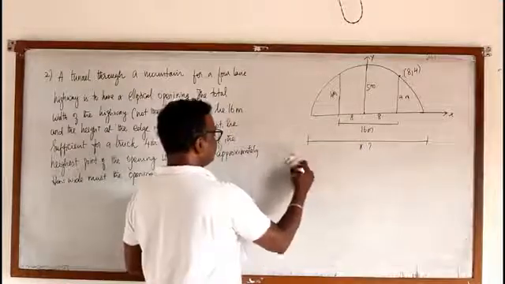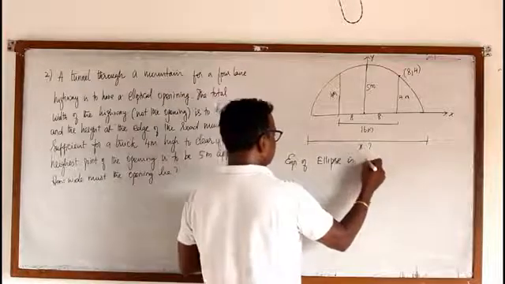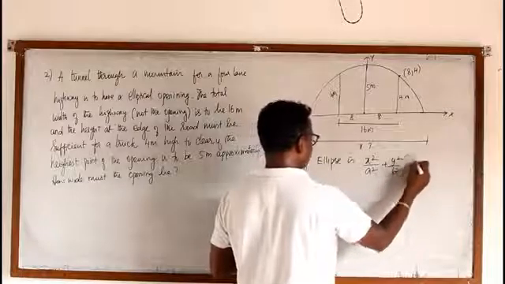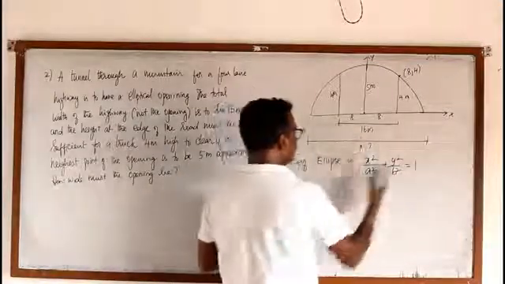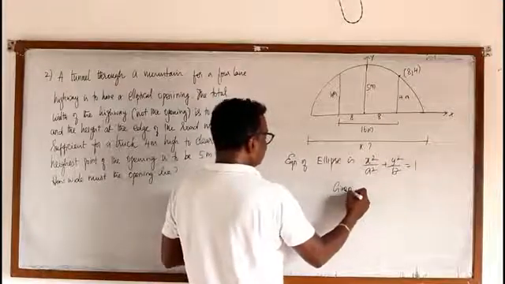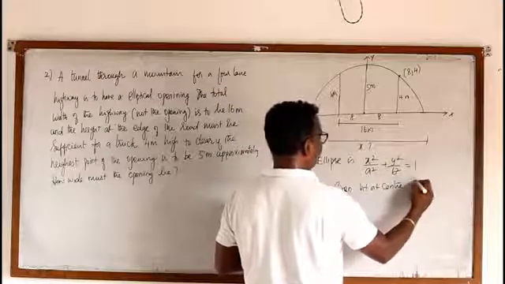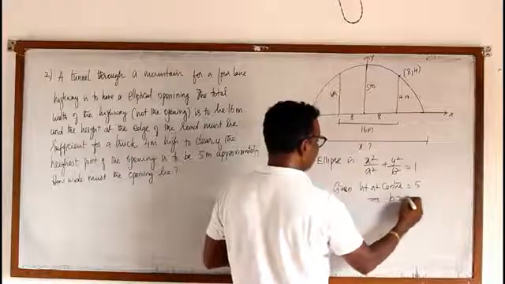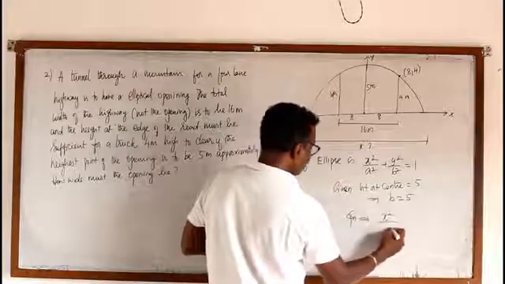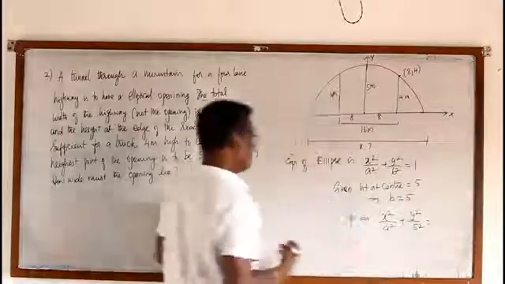Therefore, the equation of the ellipse is x square by a square plus y square by b square equal to 1. Here the total length is not given, but they gave the height at the center equal to 5. This implies b equal to 5. Then the equation becomes x square by a square plus y square by 5 square equal to 1.